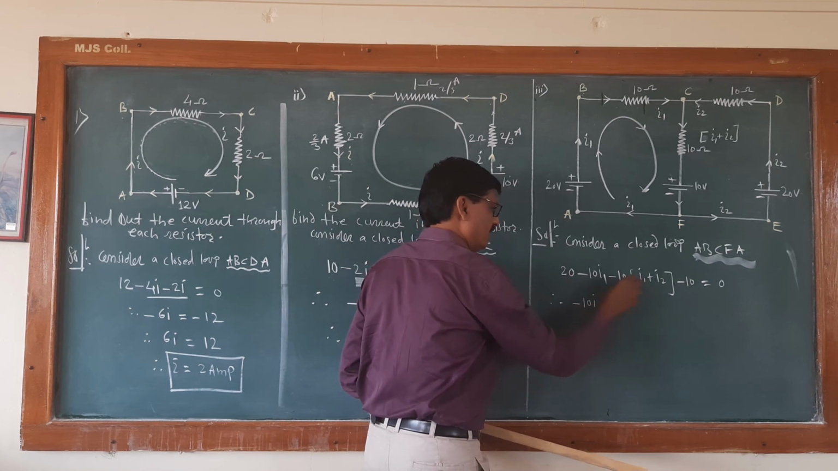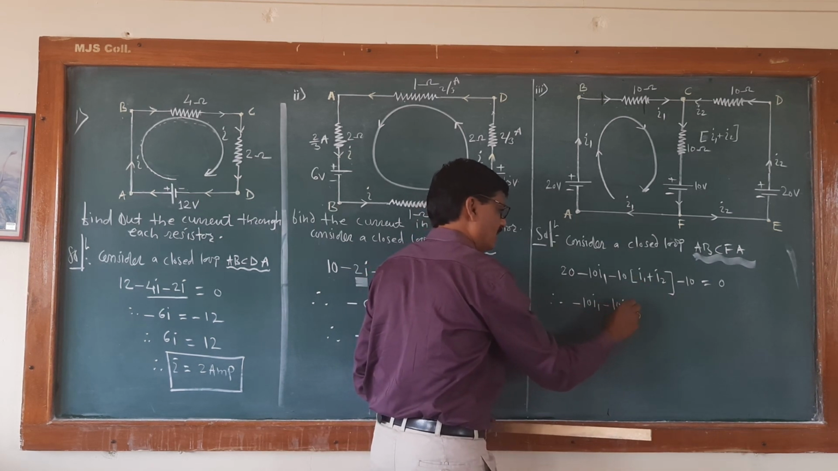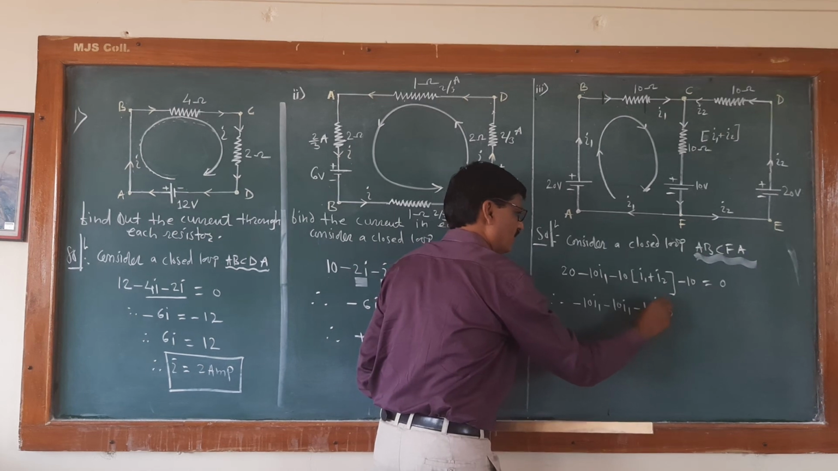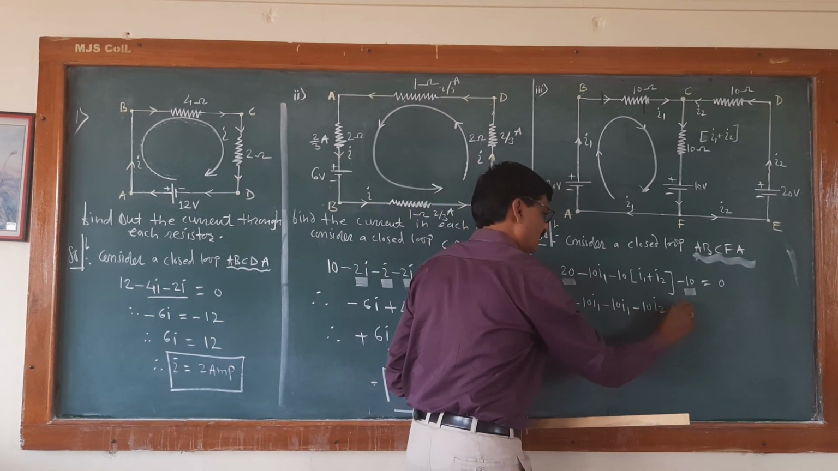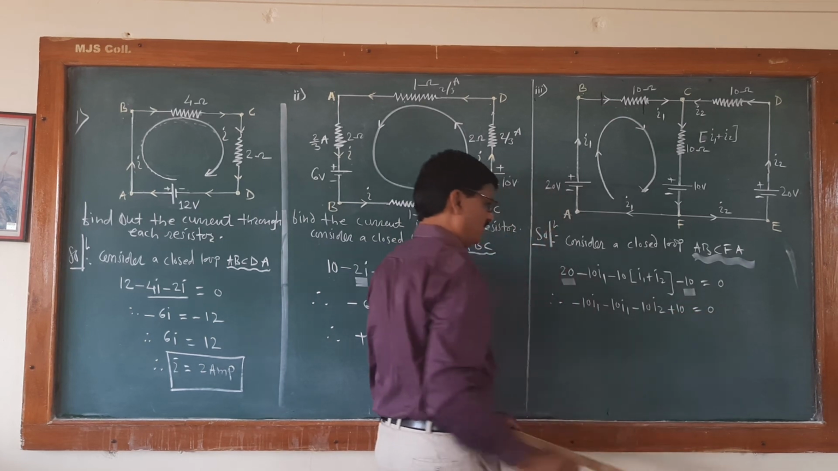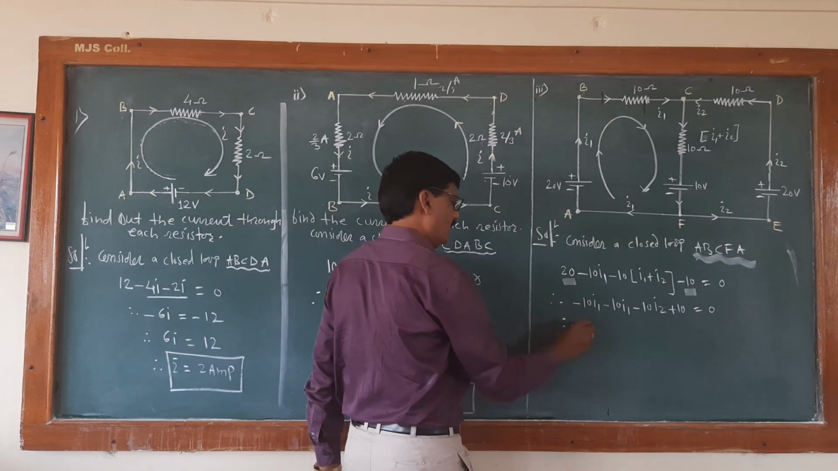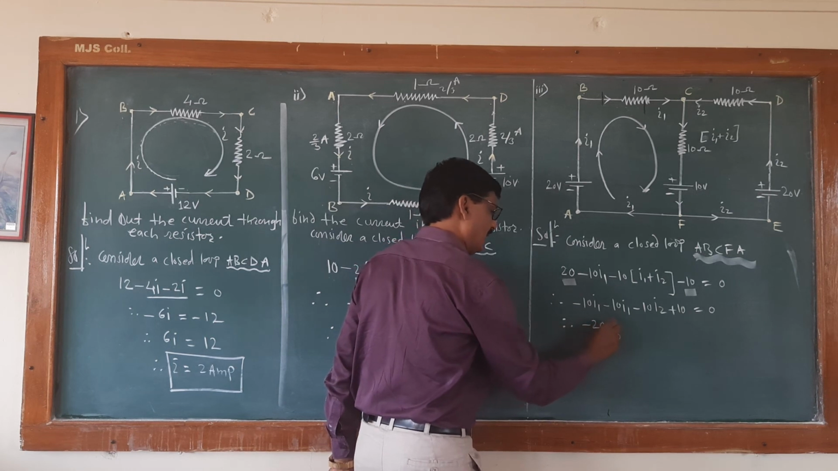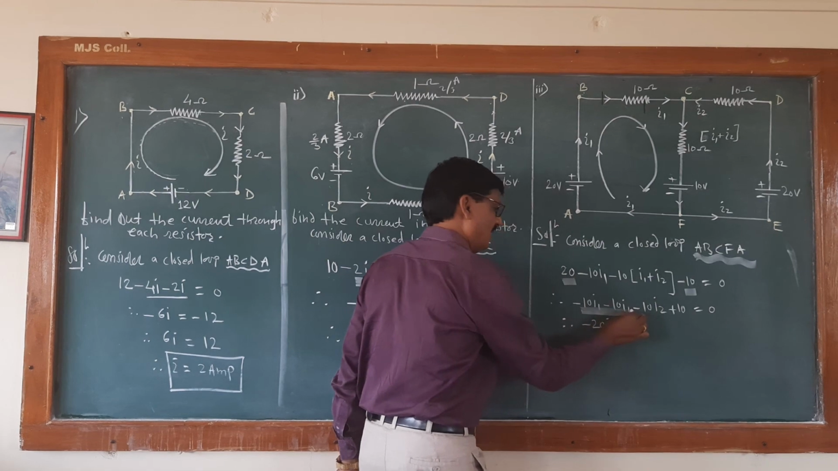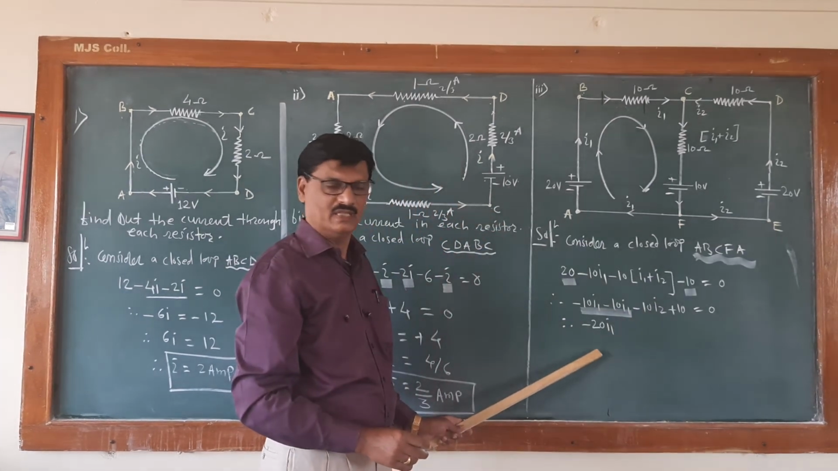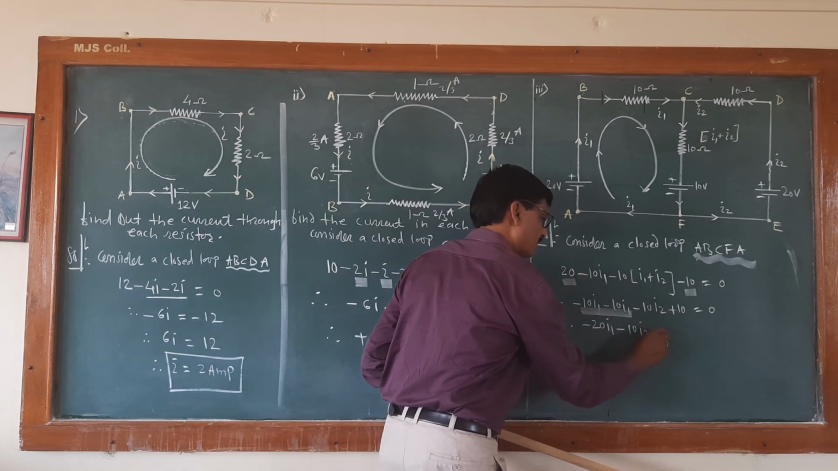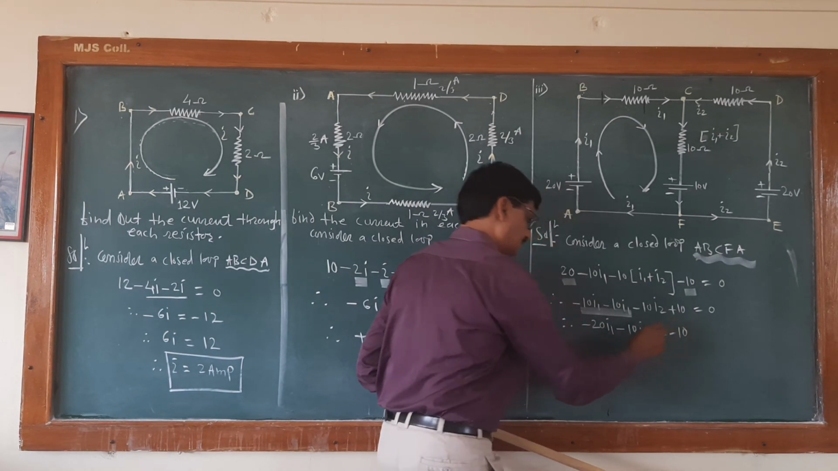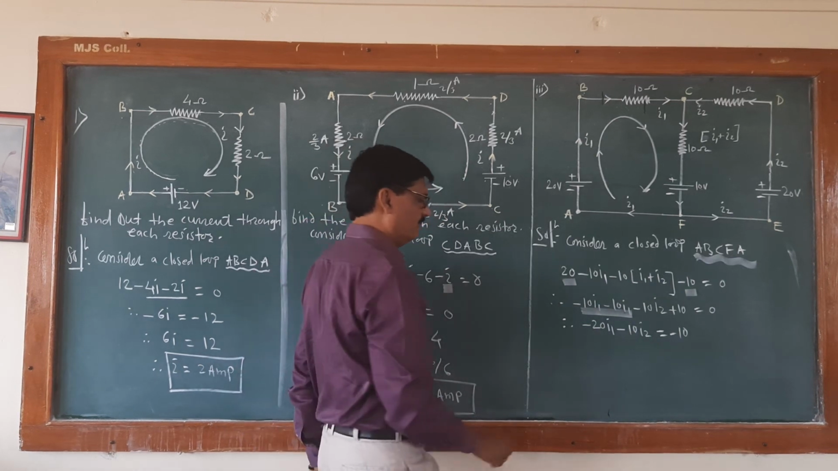Minus 10 times I1, then multiplying out, minus 10 times I2, plus 20 and minus 10 becomes plus 10, and this is equal to 0. Therefore, minus 10 I1 and minus 10 I1 becomes minus 20 times I1, minus 10 times I2, this is equal to minus 10, all becomes plus.